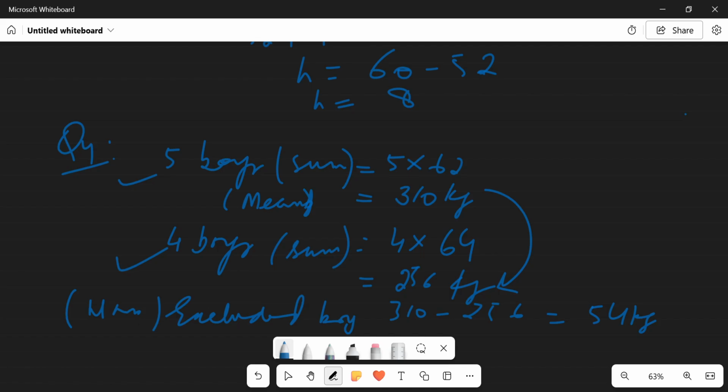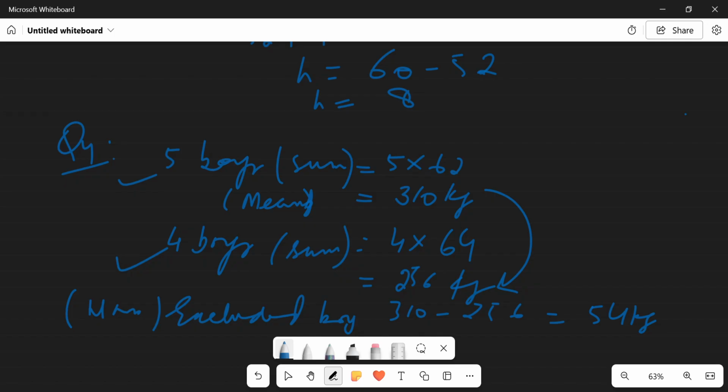Question number 5. The mean of the 8 numbers is 12. Five of the numbers are 6, 8, 5, 10, and 28. The remaining 3 numbers are each equal to k. Find part 1, the sum of the 8 numbers, and part 2, the value of k.